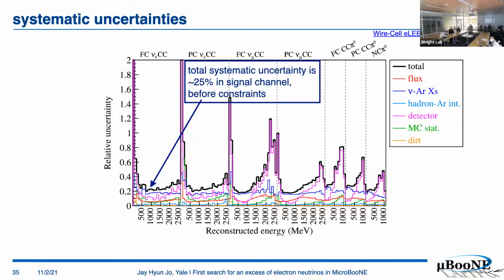Talking about the systematics, we have various different sources, including flux and cross-section, but also the detector and the statistics. What you're seeing here is the relative uncertainty of all these different systematics components in these 7 channels, represented by different colors. The total systematics is the black line here, and you can see that in our signal channels we have about 25% total systematics. But this is before constraints. Like I said earlier, after the constraints, these total systematics will decrease significantly, and I'll show that later.